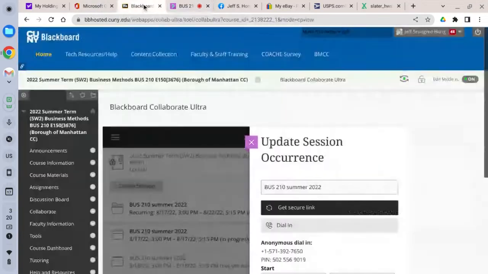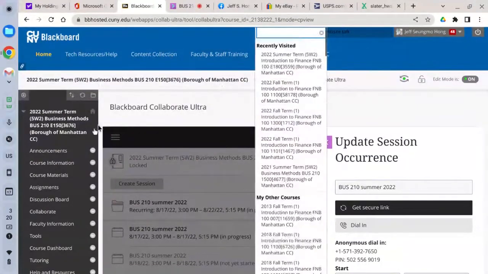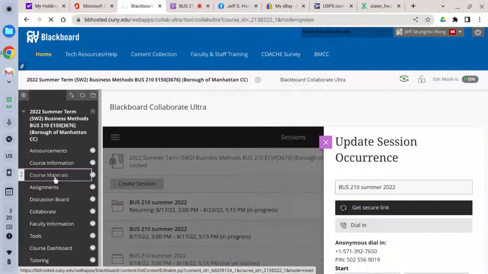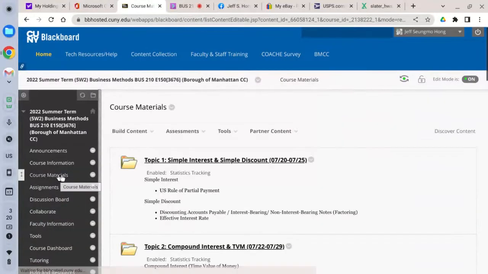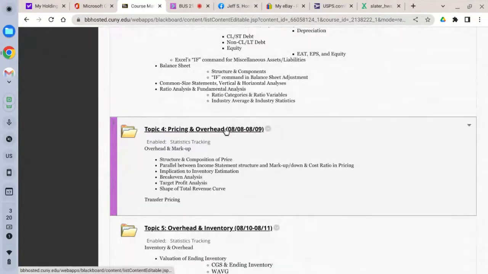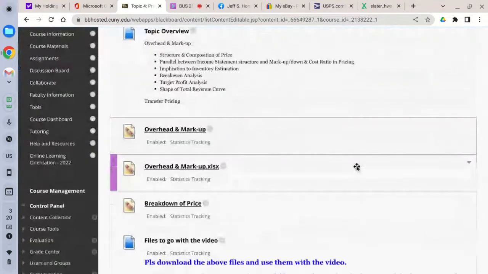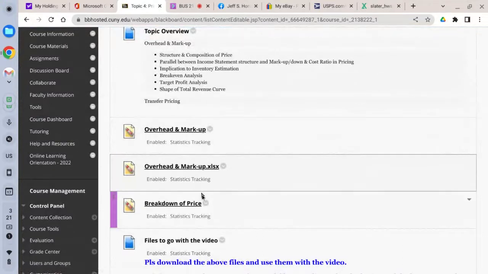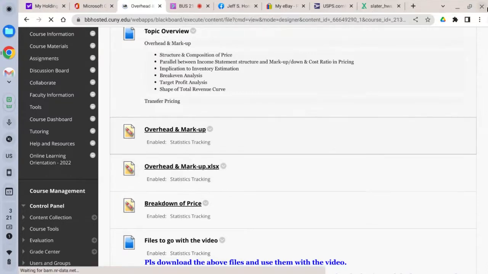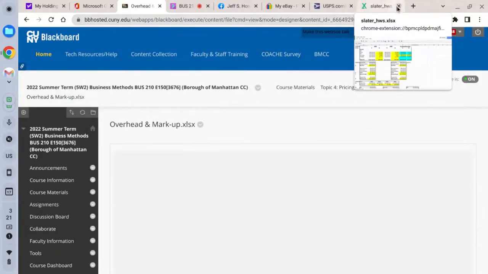Now we'll move to the next topic, and the next topic is, okay, the course material: pricing. This is the Excel file we're going to use. And I hope it is, let me see. First, I'm going to have to close this.